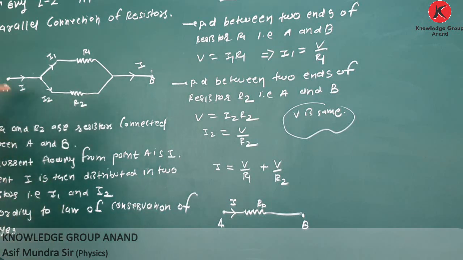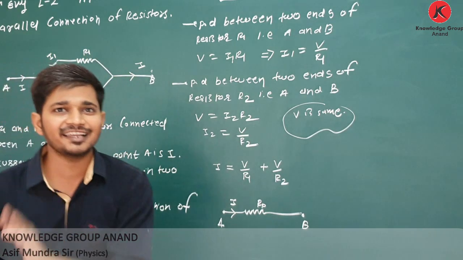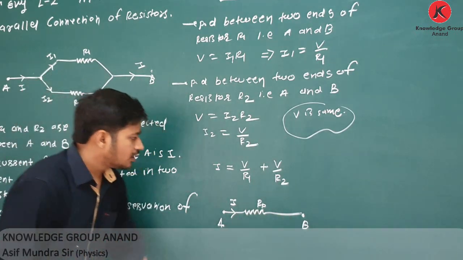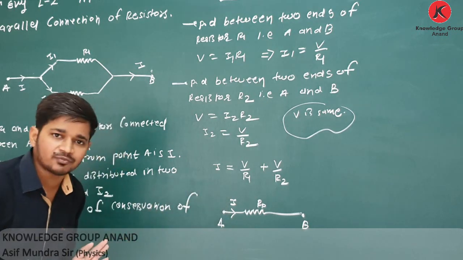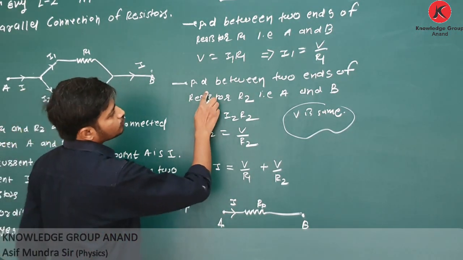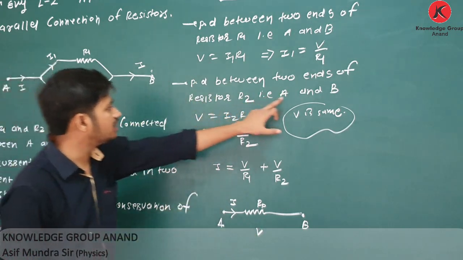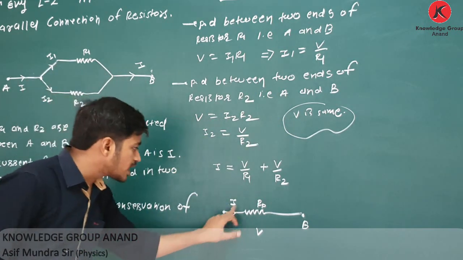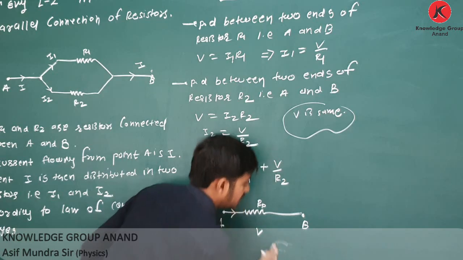Clear about this? From point A, I divides into branches I1 and I2. At this point, they again recombine and form current I. Clear about this? So between the two points A and B, the equivalent resistance is like RP. The current flowing through it is I, and the potential difference between the two ends, between A and B, is V. So now how to write the relation between them?